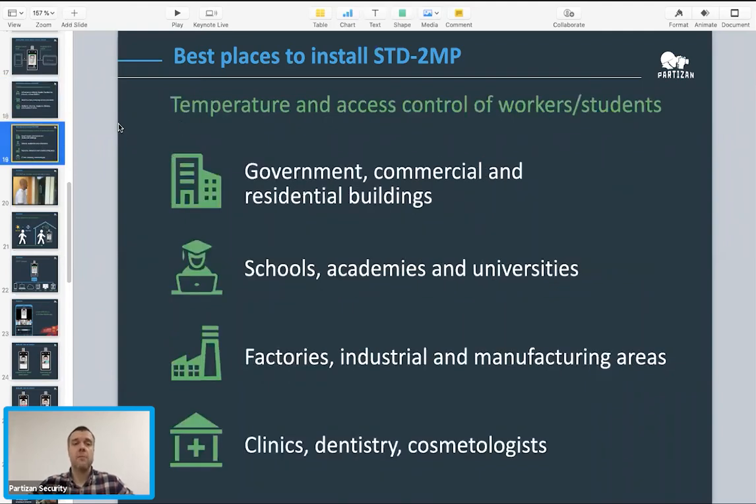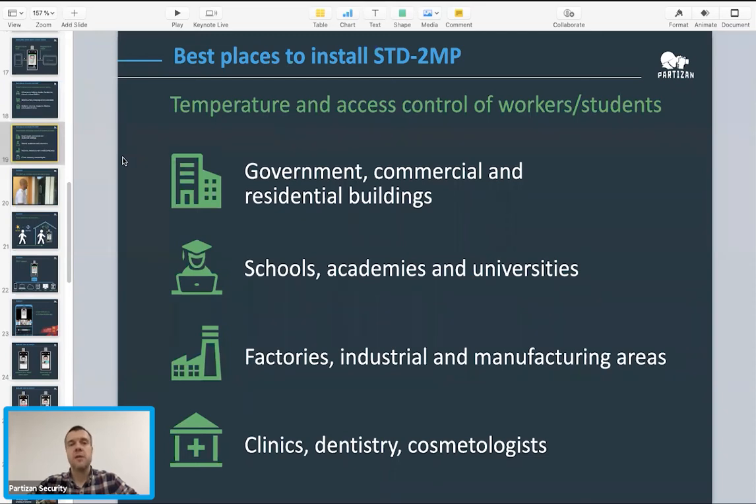If you're talking about temperature and access control for existing workers, for example, or existing students, the best places to install it are schools, academies, and universities for sure. Then it could be installed in government, commercial, and residential buildings, in factories, industrial, and manufacturing areas. Now it's quite popular in warehouses because there are normally a lot of workers.